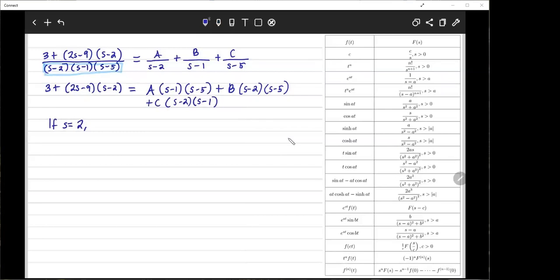So lahat ng mga terms dito containing s minus 2, magiging 0 sila lahat. So dito sa left-hand side, itong s minus 2 na to, magiging 0 siya. So this entire term will become 0. So yung nasa kaliwa ko ngayon, 3 na lang. Now for the right-hand side, again, since s minus 2 equals 0, everything containing s minus 2, magiging 0 yan. Ito rin, it contains s minus 2. It will become 0. So ang matitira dito ay yung term containing A.